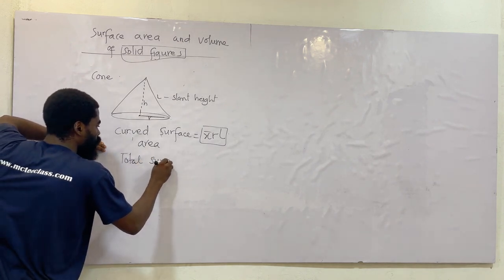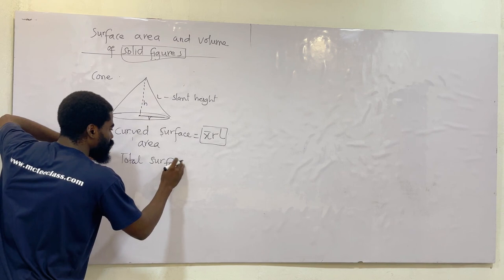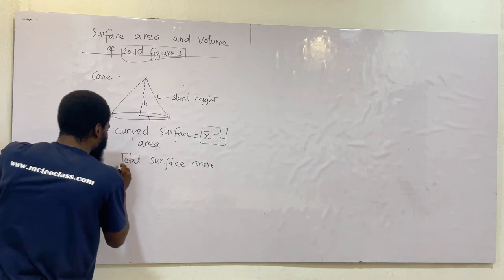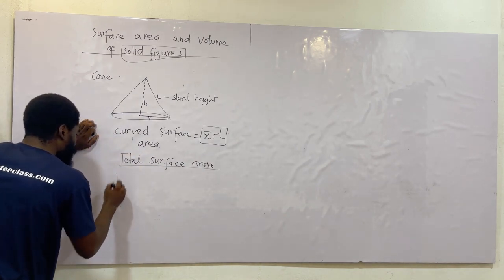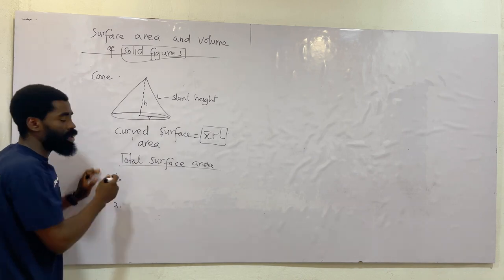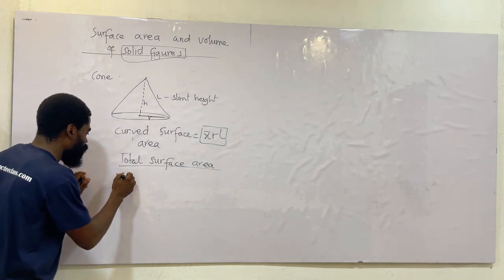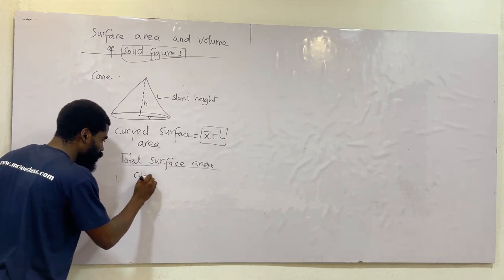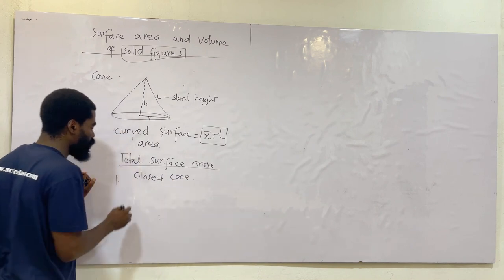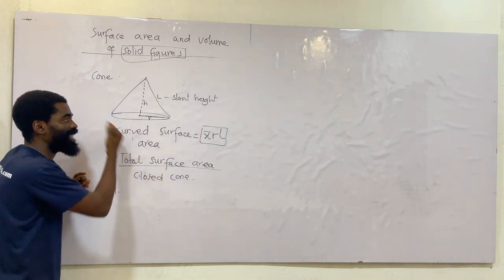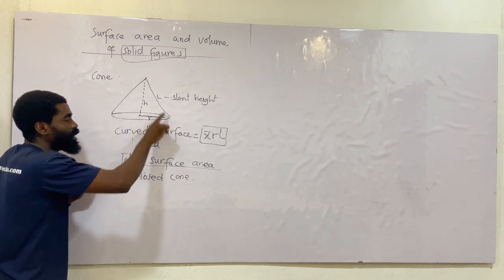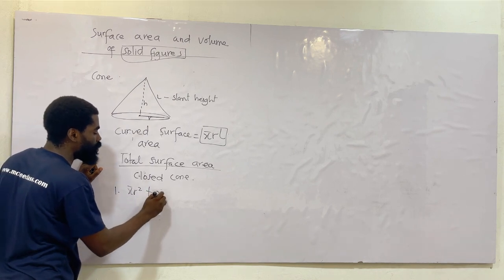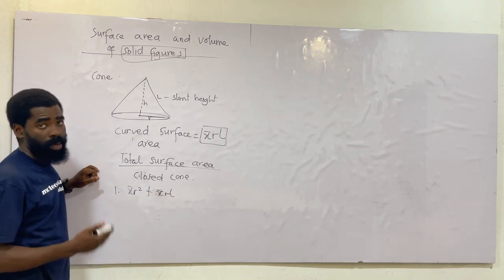Now let's go to the total surface area. Once again, we can have it in 2 ways: when this side is closed and when that side is open. So we look at the total surface area, one, of a closed cone. For the closed cone, we will have what? The curved surface area plus the area of the circle. So that will give us pi R squared plus pi R L.